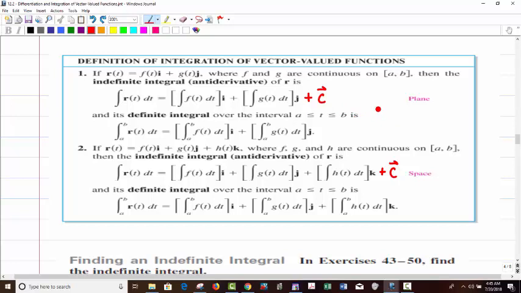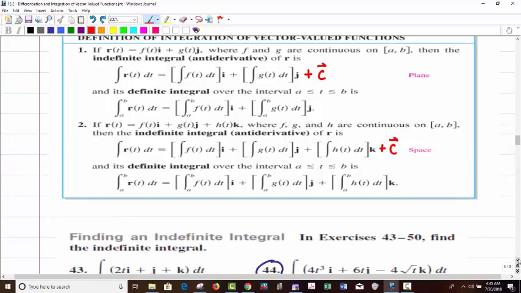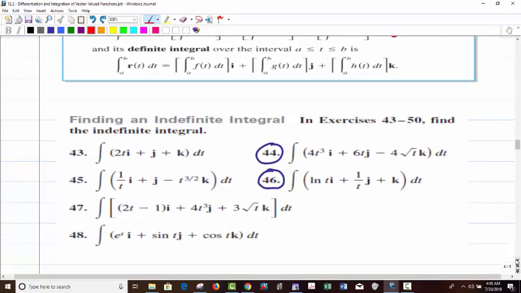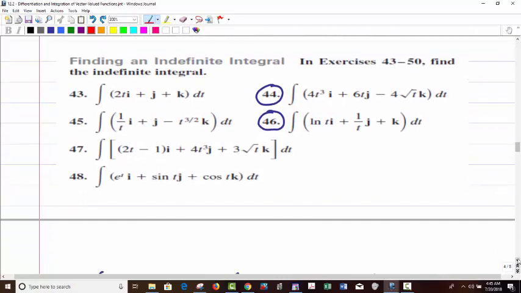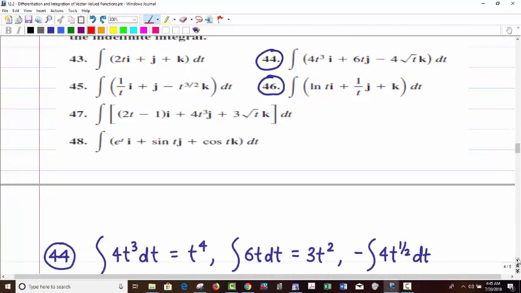I guess I could have written it out. You could think of it down here as being C1 i, C2 j, C3 k, something like that. The definite integral means you would evaluate them, and then you would not have the plus C there. All right, so let's take a look at these two. Then I believe I have a definite integral coming up.